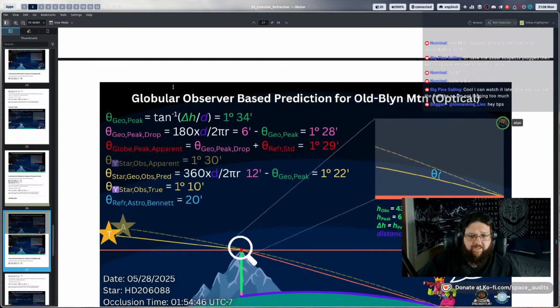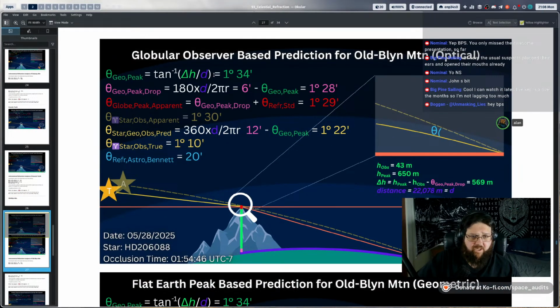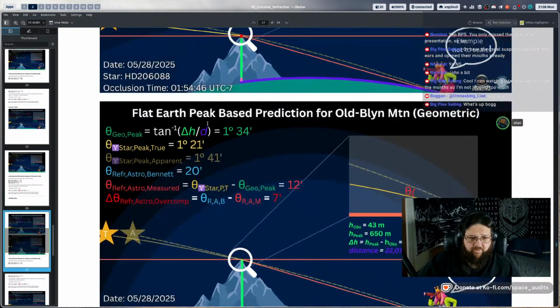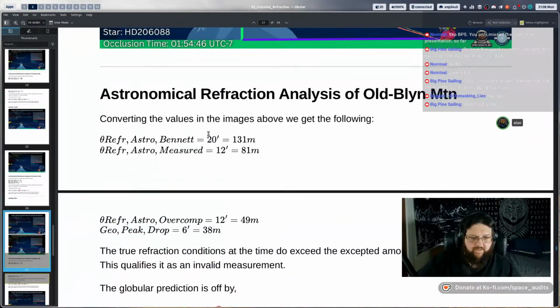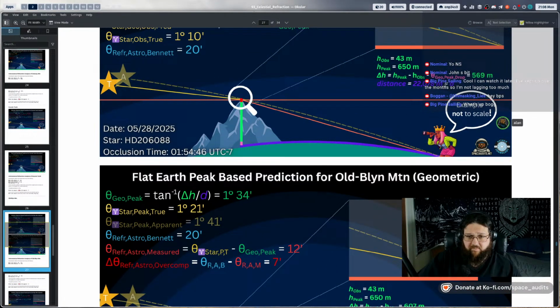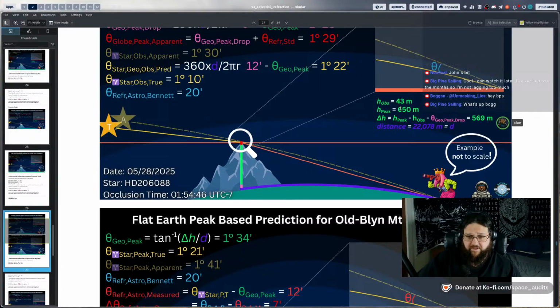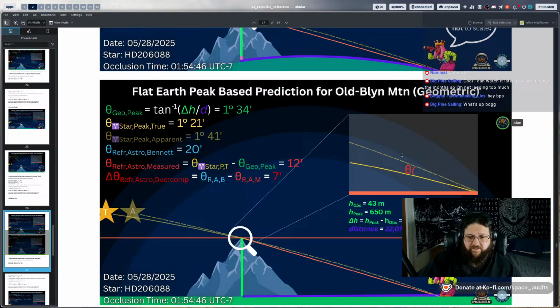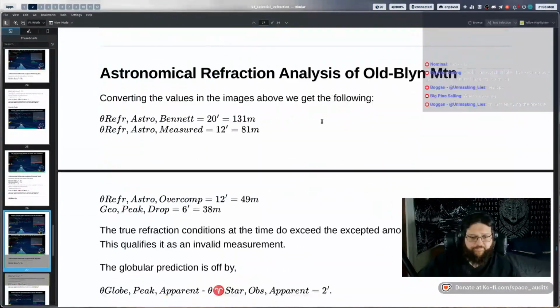Now we have Old Blend Mountain, which are Jesse's measurements. Rise over Run to the peak gives us 1 degree 34. Globe peak gives us 1 degree 28 arc minutes. And the apparent position of the star at the time of occlusion for the peak was 2 degrees 21 arc minutes. Now we have astronomical refraction given by Bennett is 20 arc minutes. Oh, this is for a distance of 22,000 meters, by the way. And then the elevation difference between the two for the globe is 169 versus 607 for flat Earth.